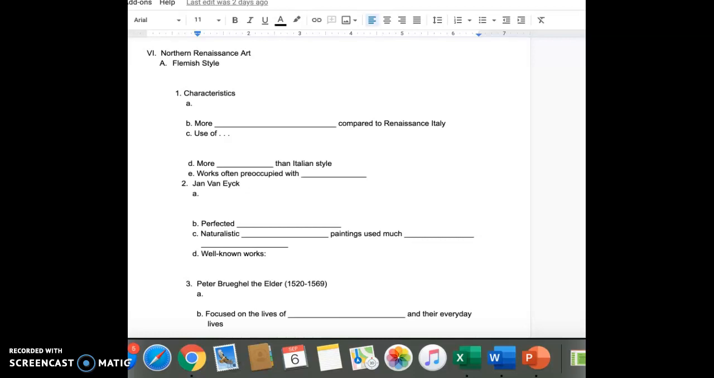Our last example of a Flemish artist during the Northern Renaissance is going to be Peter Bruegel the Elder. You can see we are still in section 6 of our typed outline on the Renaissance. And like I said, this is our last example of a Flemish artist during the Northern Renaissance.